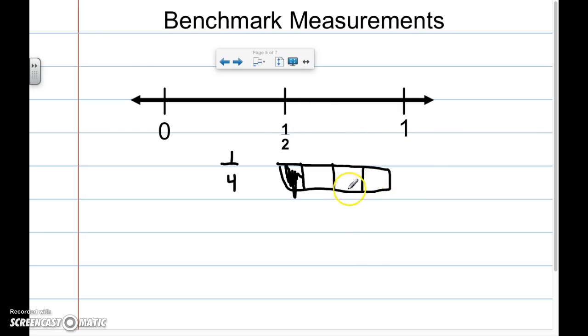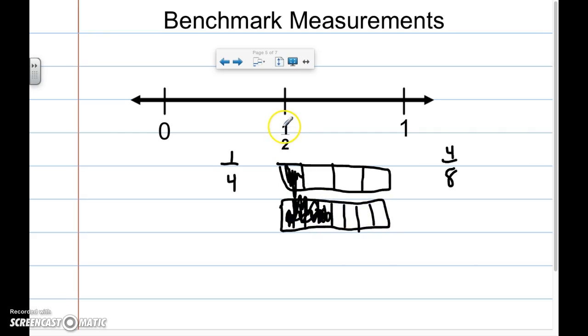Let's try another one. Let's say that I have 4/8. I can draw a strip diagram again to help me with this fraction. I can break this into 8 pieces. And I'm going to fill in 4 of them: 1, 2, 3, 4, out of 1, 2, 3, 4, 5, 6, 7, 8, so 4/8. Well, that definitely looks like half, so that would be closer to 1/2.